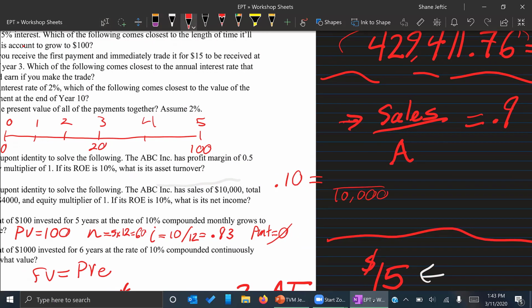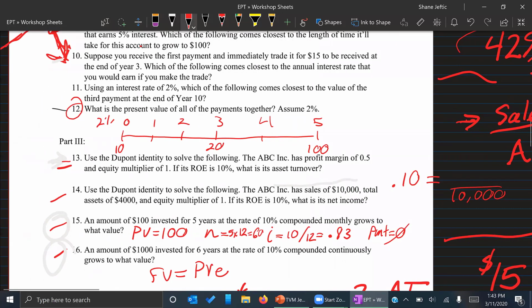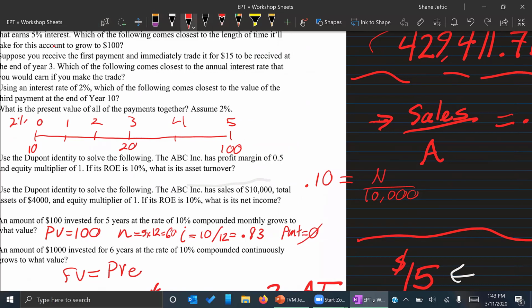10,000, and what do we got? What else do we have? Do they give us income? Nope. 10,000 divided by 4,000? It's asking us for income. So yeah, that's what I did.